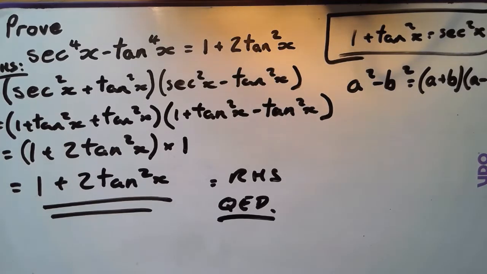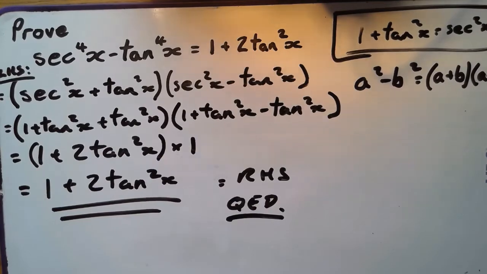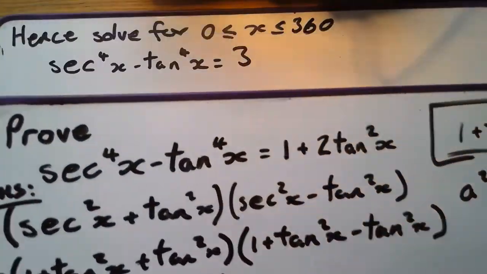Quite nice, and it was that first step that was the key. With a question like that, we would quite often see students getting either no marks or all the marks, because if you don't see that first step, then it's very, very difficult. Okay, so we have proved the identity.